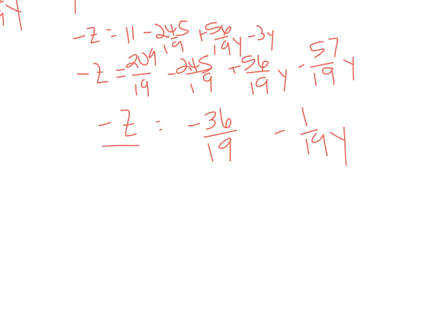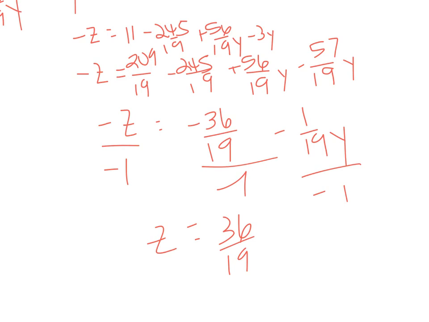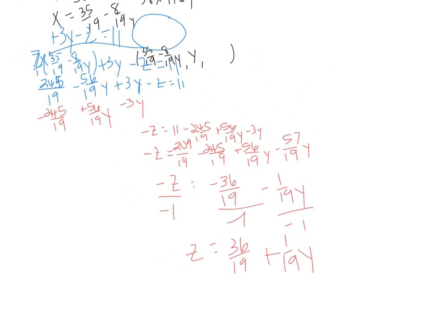After I divide out this -1 from everything, all that's going to do is change my signs. So z is positive 36/19 plus 1/19 y. So I'm going to put that in my coordinate point, and then I am done. So here we go, put it up here, 36/19 plus 1/19 y.